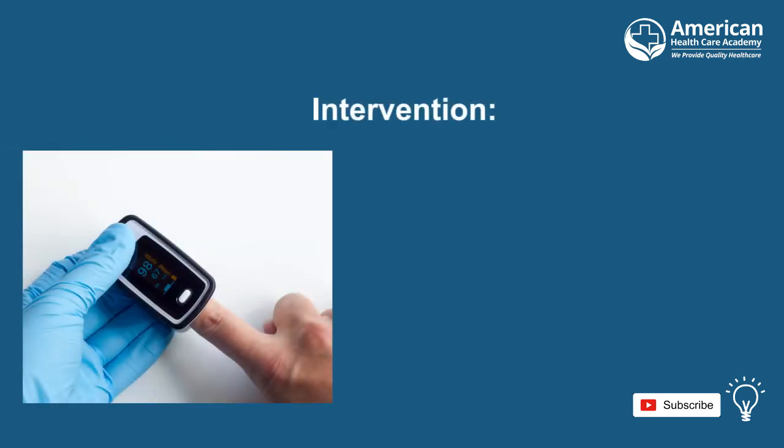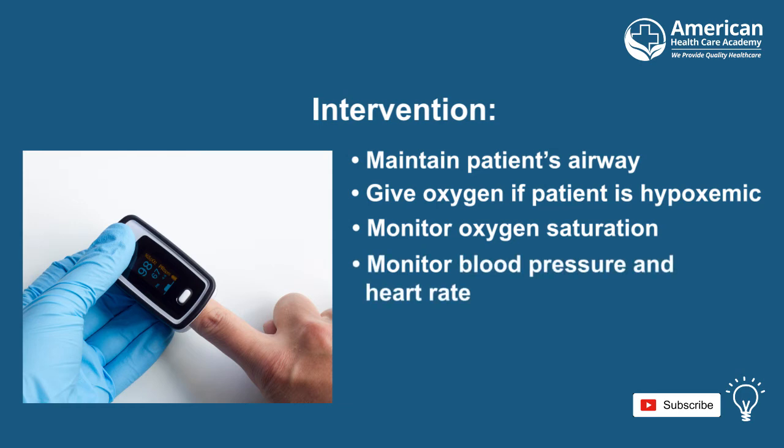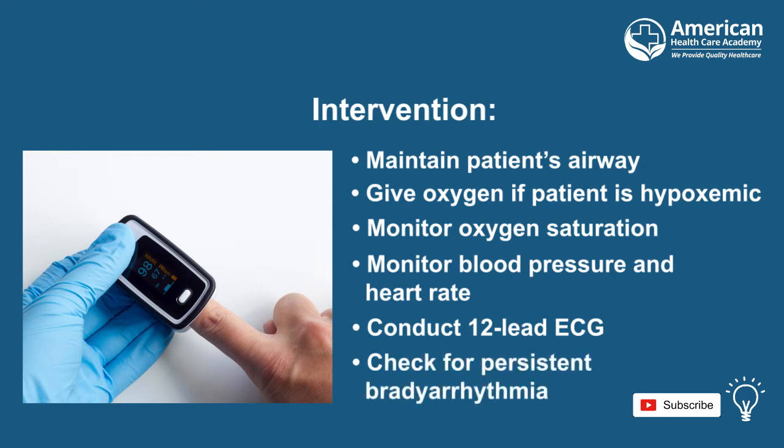Now, start with interventions. Maintain the patient's airway. Help with breathing and give oxygen if the patient is hypoxemic, and monitor their oxygen saturation. Monitor blood pressure and heart rate, and conduct a 12-lead ECG and diagnose the patient. Check for persistent bradyarrhythmia.